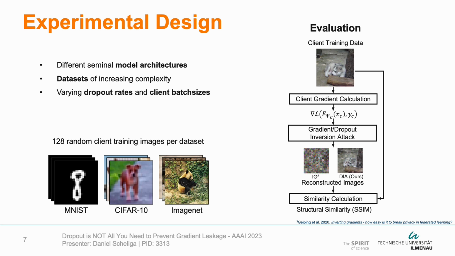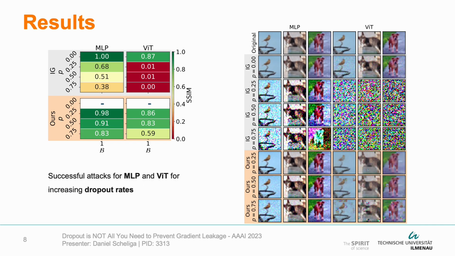High SSIM indicates high reconstruction quality and insufficient data privacy. In this first set of results, we compare the reconstruction performance measured in SSIM of the inverting gradients attack IG, which is highlighted with the gray boxes, and our own proposed dropout inversion attack, which is highlighted with the orange boxes. Both attacks are conducted with a simple MLP and a vision transformer for the CIFAR10 dataset. In this case, we look at an attack batch size of 1 for varying dropout rates.